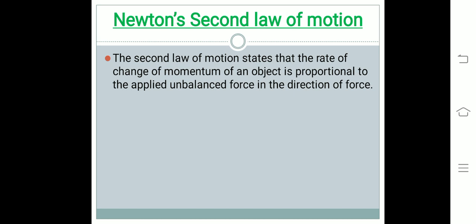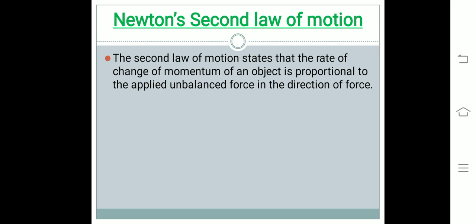Newton's second law of motion. The second law of motion states that the rate of change of momentum of an object is proportional to the applied unbalanced force in the direction of the force. Now, what is this rate of change of momentum? We have already learned the change in momentum.